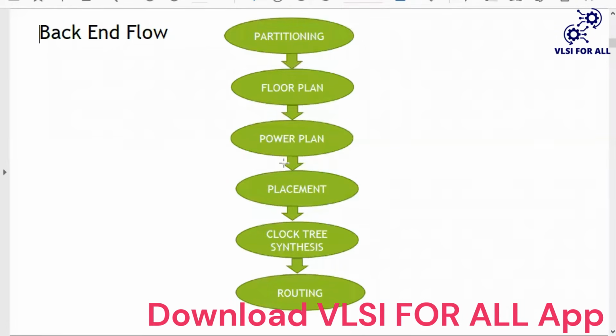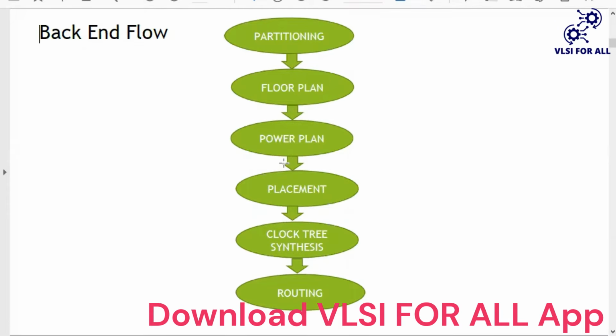Till now, in the floor plan stage, macros and halos will be placed. In the power plan stage, power will be connected to every cell. In the placement stage, standard cells will be placed. In the CTS stage, the clock will be built, with macros and sequential cells, and sometimes combinational cells, to fix the timing violations. Automatically, the tool will also place some combinational cells.